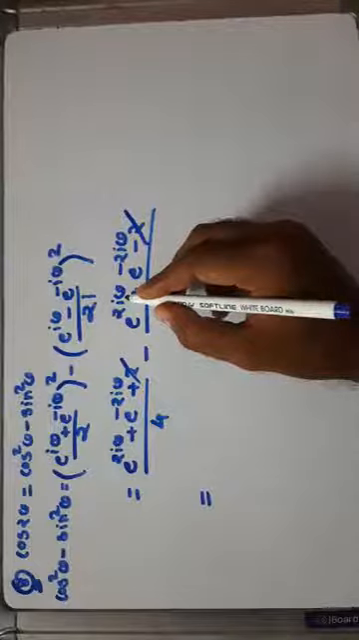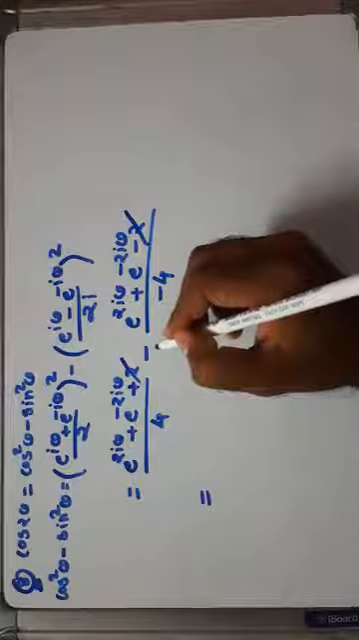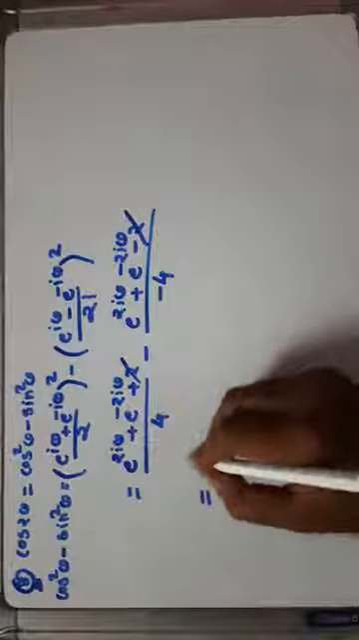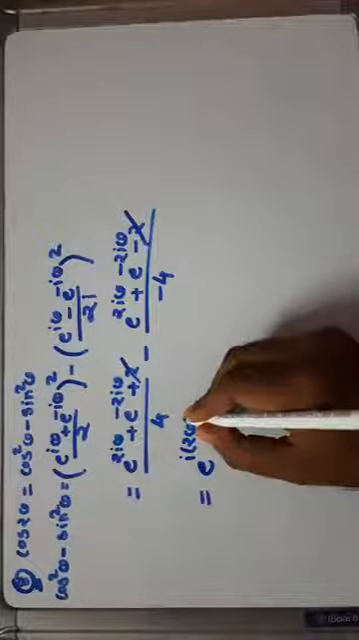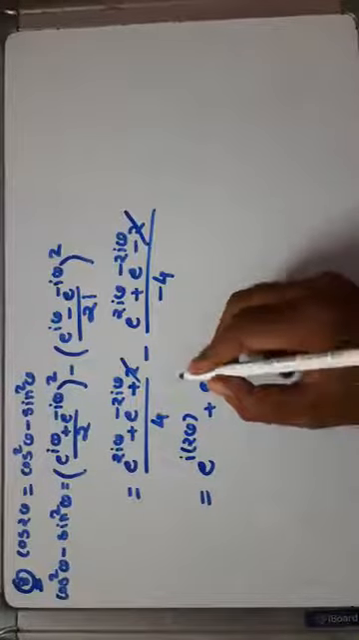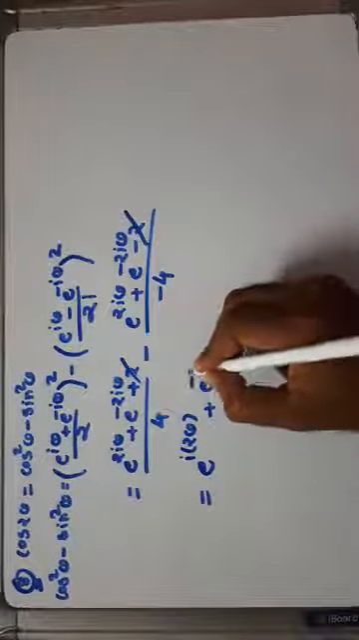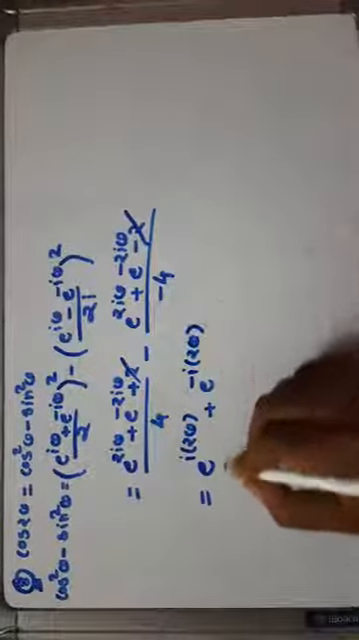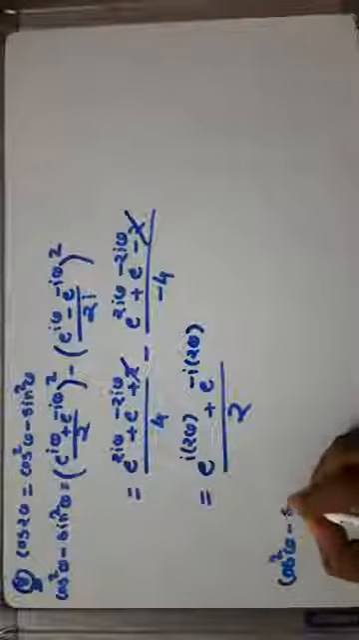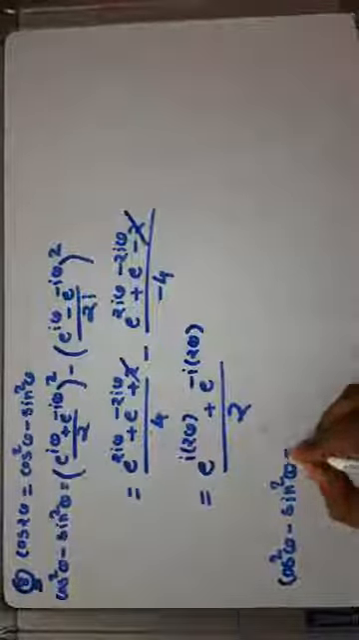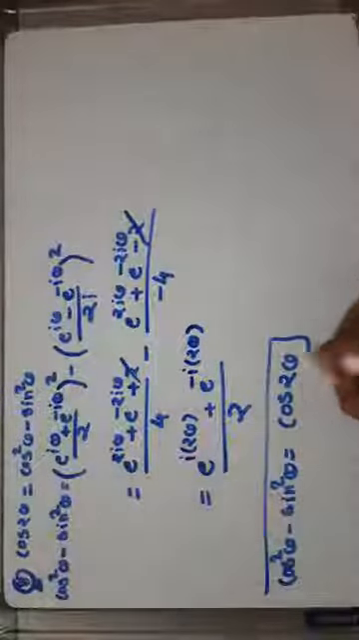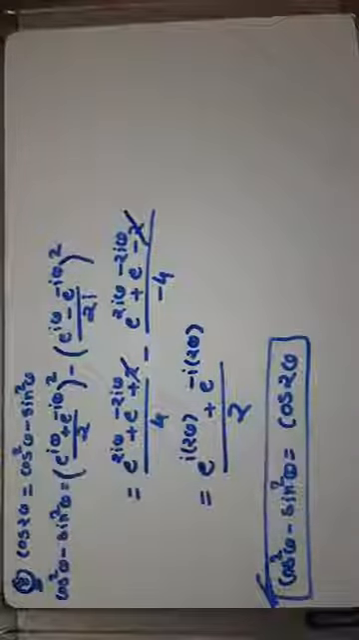Okay, that minus sign, that means again e raised to i as it is 2 theta plus e raised to minus 2 theta divided by 2. That means cos square theta minus sin square theta is equal to cos 2 theta, and hence proved. Very simple this property also.